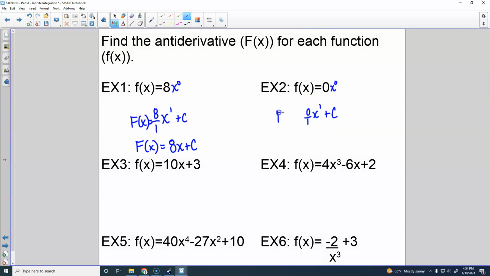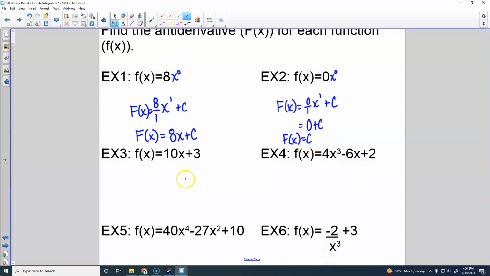Well, 0 times anything is going to still be 0. So this is going to equal 0 plus c, which we would just get c. Oh, sorry, F of x equals c for that. So if you are integrating 0, you'll just get that constant of integration.